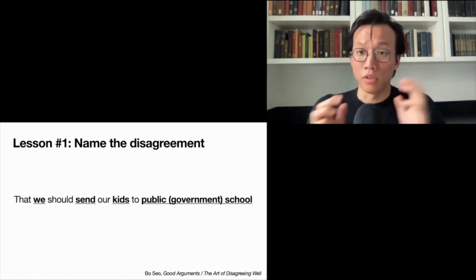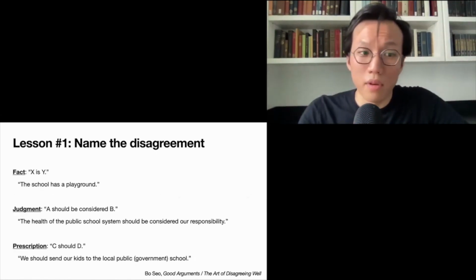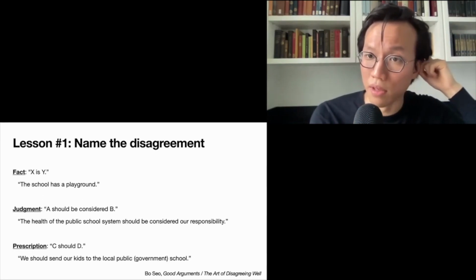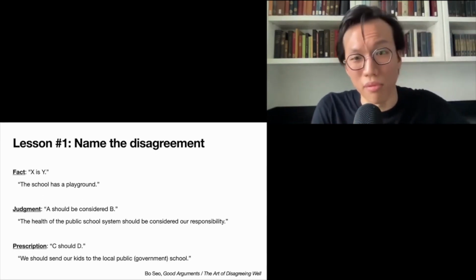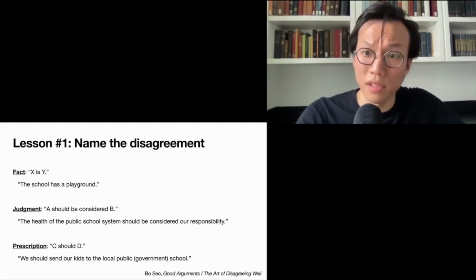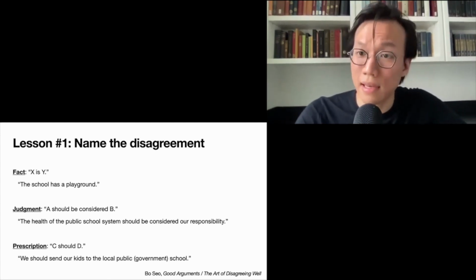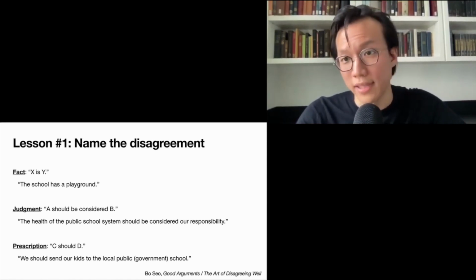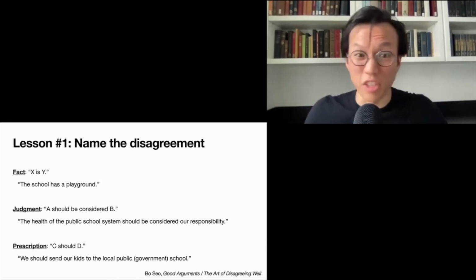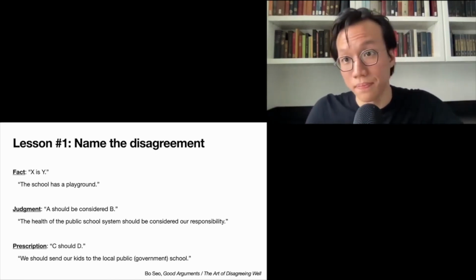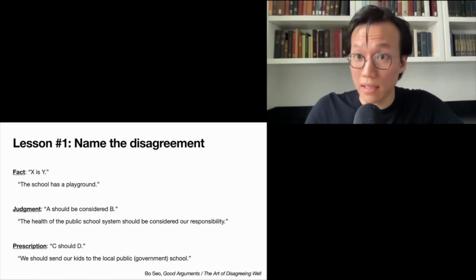Right? So one of the things that I go through in the book, and this is one of the earlier lessons, is there are three kinds of disagreements. The first is a disagreement about fact, which usually takes the form X is Y, where X and Y are objective features of the world. So, the school has a playground. There's an answer to that.